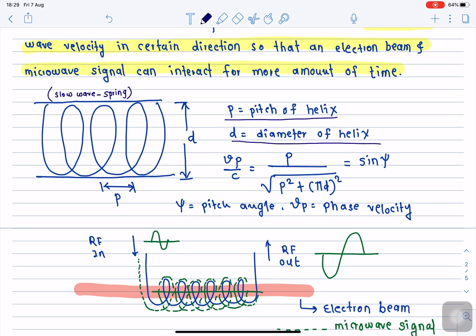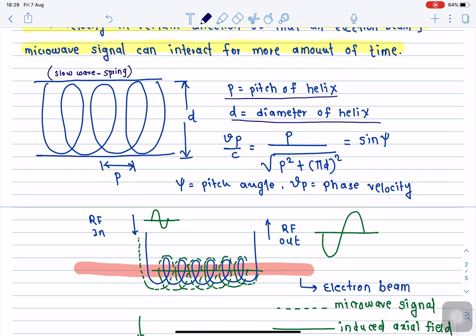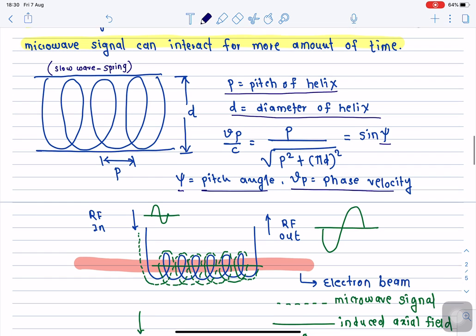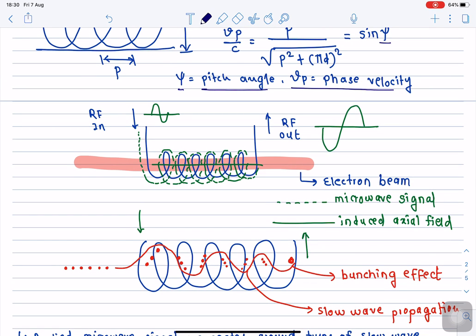Here, if we take the ratio of phase velocity to the propagation speed, we can write this in terms of these geometrical parameters of the slow wave structure. This can simply be given as pitch divided by the square root of pitch squared plus (pi d) squared, and this is equal to sine psi, where psi is the pitch angle, and Vp is the phase velocity. So this is the basic building block of any traveling wave tube, and this is how it is actually acting. It is shown over here.